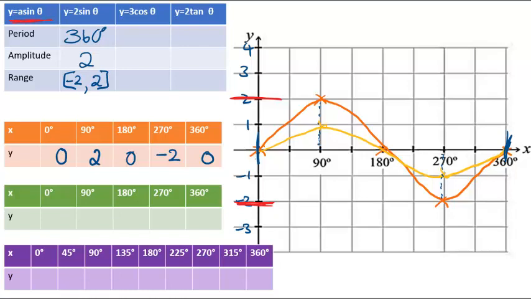All right, let's do the same for cosine. The pattern for cosine is 1, 0, negative 1, 0, 1. 2 times 1 is 2. 2 times 0 is 0. 2 times negative 1 is negative 2. 2 times 0 is 0. 2 times 1 is 2. So now I can plot my points, and I'm going to say 0, 2, 90, 0, 180, negative 2, 270, 0, 360, positive 2.